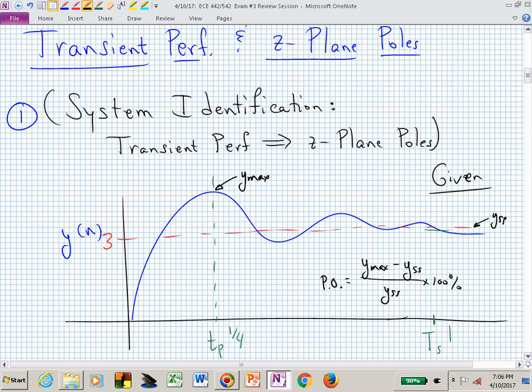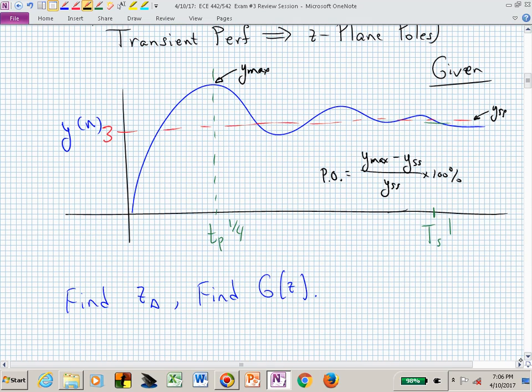Once you have that percent overshoot, you can use the percent overshoot and the peak time, but you may want to just concentrate on the peak time and the settling time. That will give you a theta sub d and an r, and once you have an r and a theta sub d, you can find the dominant poles of a second order system. In this particular case, once we've looked at this particular plot, we can now find Z delta.